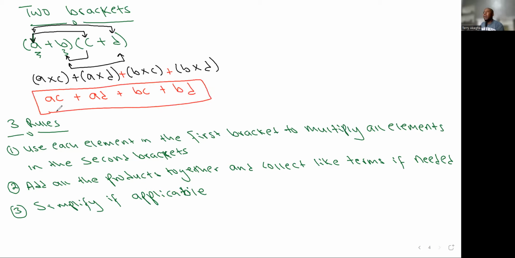So you use the elements in the first bracket to multiply all the elements in the second. After you've done that, you use the first element to multiply, then use the second element to multiply. Then what you now do is add all of them together, and also simplify if applicable. So let's pick an example.